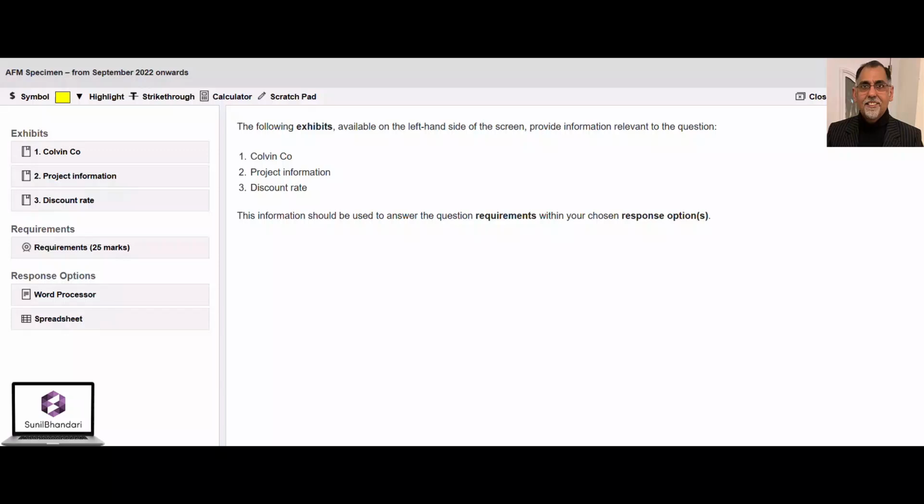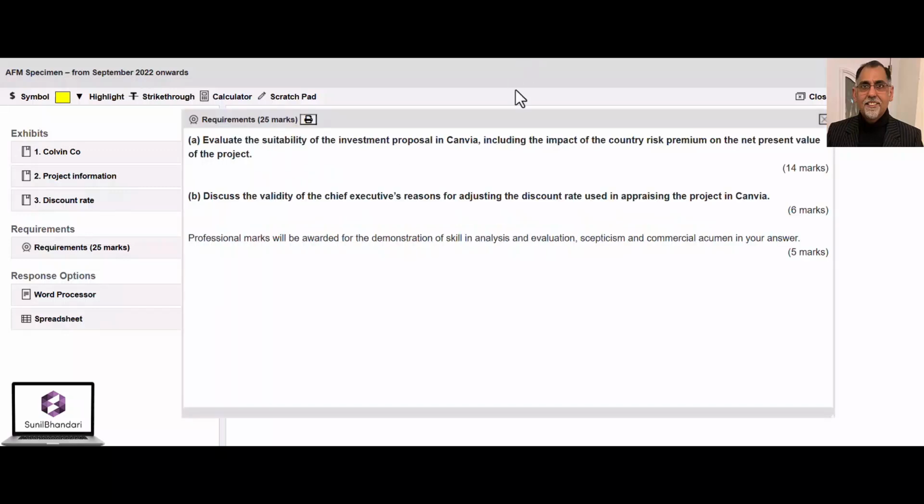We can see here that they tell us there are 3 exhibits. It looks like an investment appraisal question straight away: project information, discount rate, investment appraisal. The starting point is the requirements. So we have the requirements, and a great word to start with: evaluate.